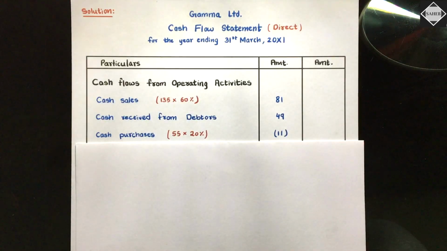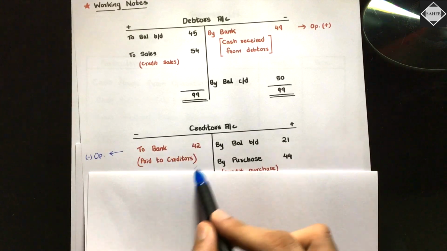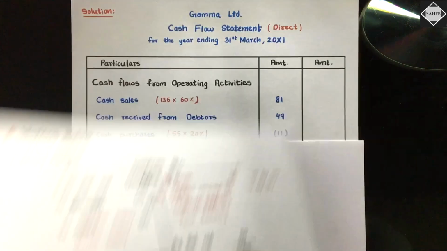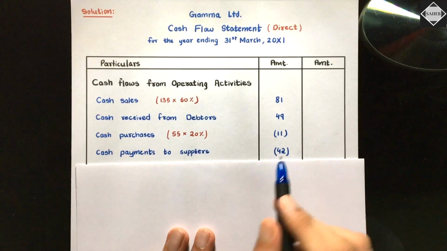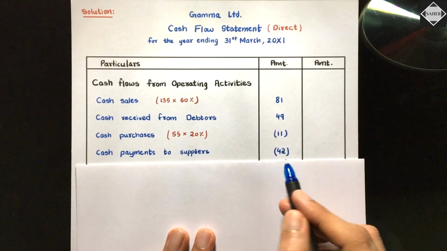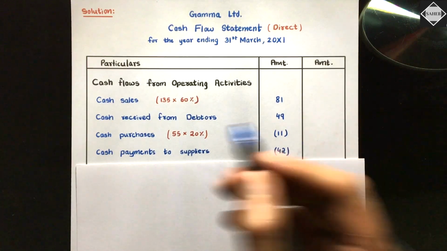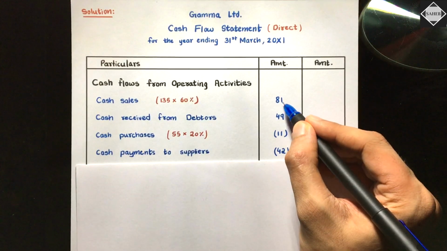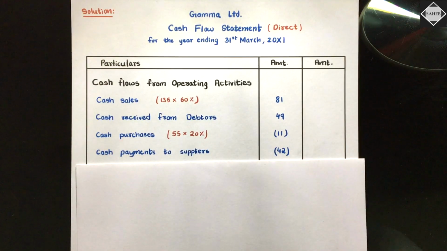We have to go into the creditors account. We have to find out how much money we have paid to the suppliers, to creditors. So that's what will come, 42 crores, right? It will be subtracted, cash payment to suppliers minus 42. So this is how you have to take it. As I've explained in the indirect method also, you don't have to do add, minus like that. Directly a positive means you are adding and negative means you are subtracting. Is it clear? Okay, fine.